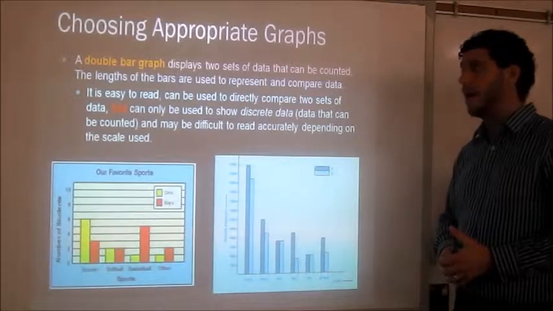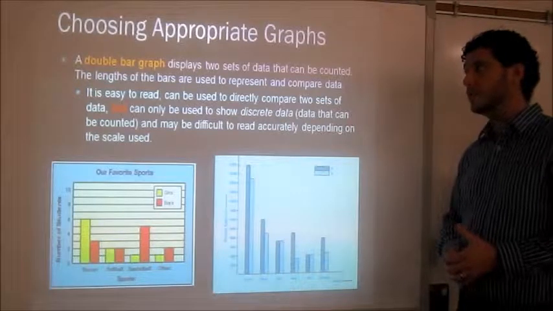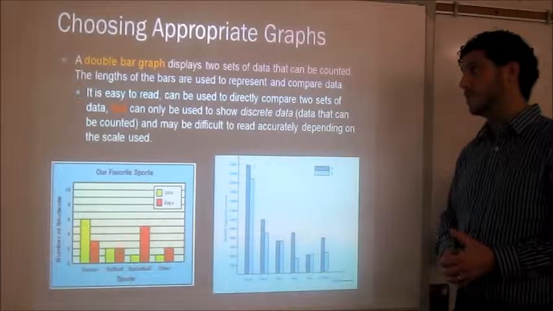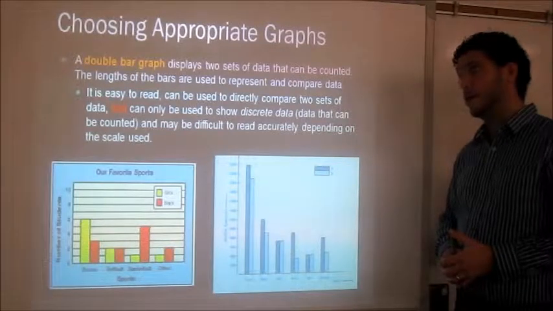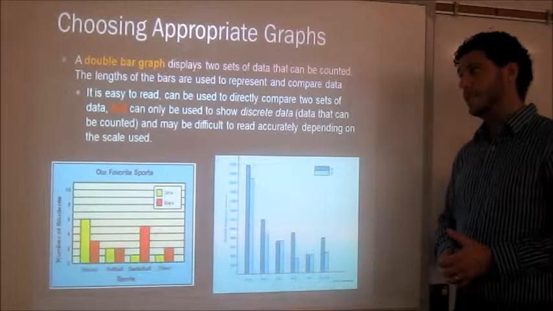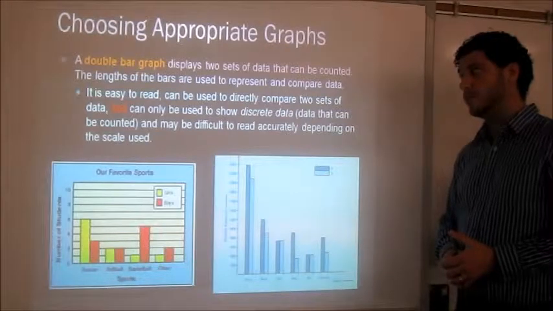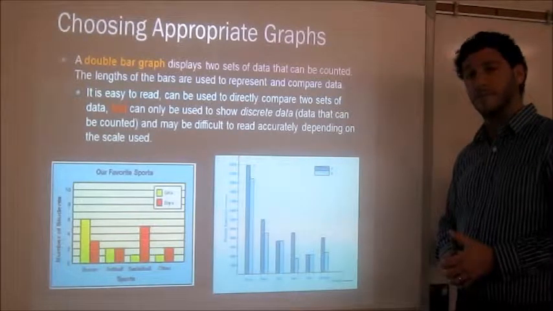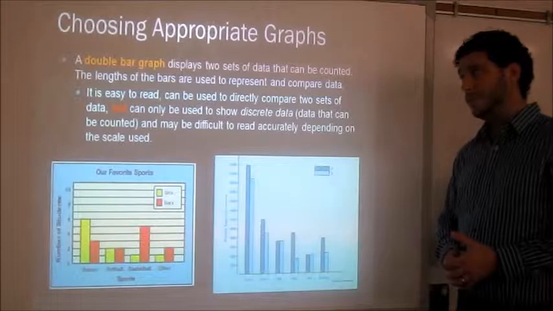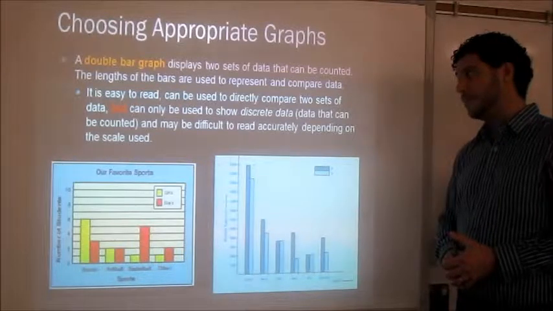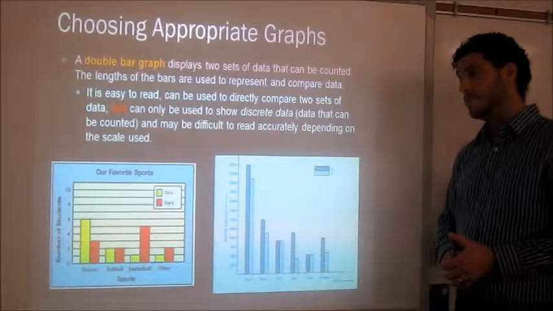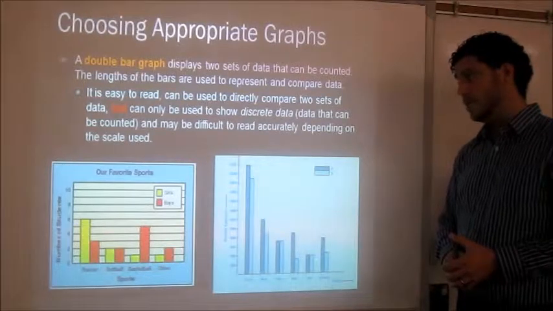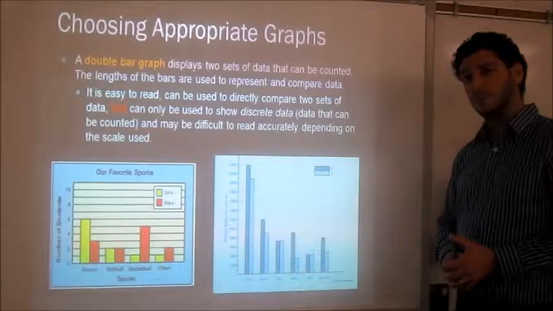A double bar graph displays two sets of data that can be counted. The lengths of the bars are used to represent and compare data. It is easy to read, can be used to directly compare two sets of data, but can only be used to show discrete data. That is, data that can be counted. And it may be difficult to read accurately depending on the scale that's used.